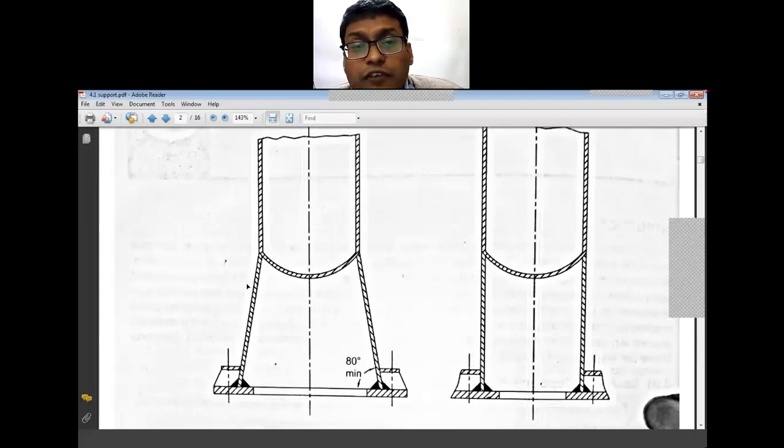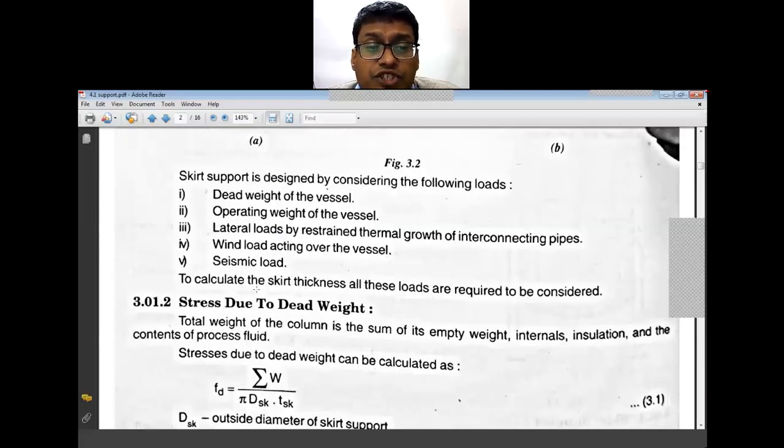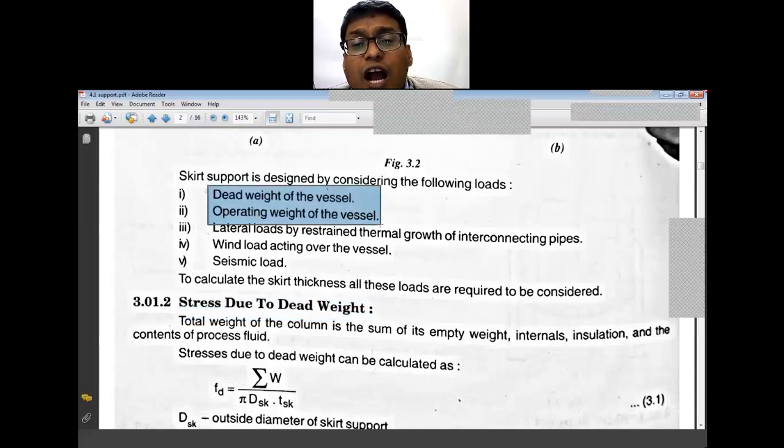So what are the different aspects that will be acting on this? One is its own weight, the weight of the vessel, plus the weight of the contents. So that has to be balanced. That is the first initial thing. The stresses due to the dead weight of the vessel plus the operating weight of the vessel, that we will account.